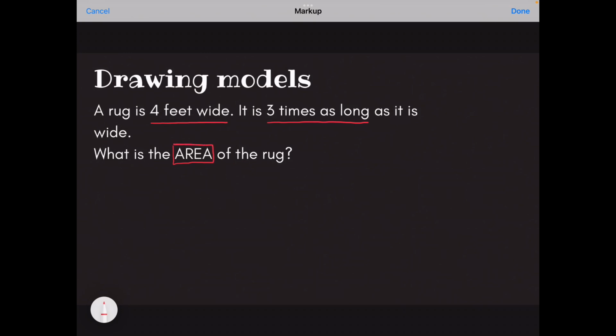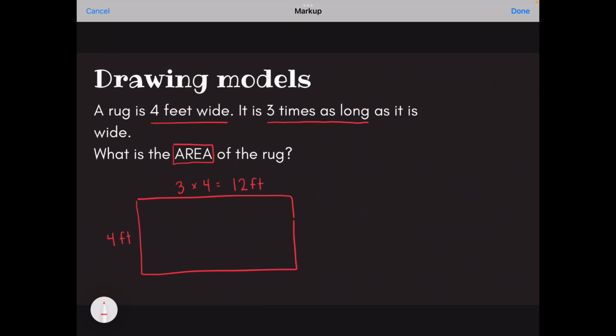Let's draw a model of this rug by just drawing a quick rectangle. From here, we can label what we know. The story problem tells us right away that the rug is 4 feet wide. And then it tells us that the length, how long it is, is 3 times as long as it is wide. So I'm going to do 3 times the width, which we know is 4, to help me understand that the length of this rug is going to be 12 feet long.